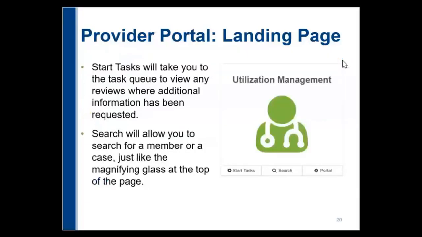So we're going to go back to this utilization management panel. That's where everything that you do will start. You'll see there are two options for you to utilize, either Start Tasks or Search. The Start Task button will take you to what's called our task queue, and if there has been any information request sent to you from the nurse, that's where you'll be able to see that request. The Search button works the same way as the magnifying glass that I showed you above. It's where we can go to a case search or a member search.